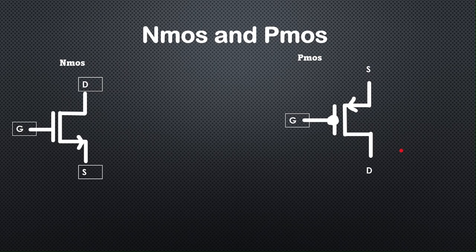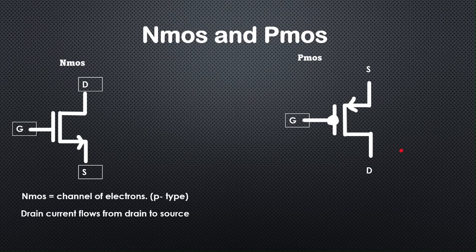Today I'm going to talk about NMOS and PMOS transistors. NMOS and PMOS are the two basic components of CMOS technology, and they are widely used in modern digital circuits, microprocessors, and integrated circuits. So, let's look at what NMOS and PMOS are, how they work, and why they are important. Now let's look at the appearance and basic differences between NMOS and PMOS transistors.